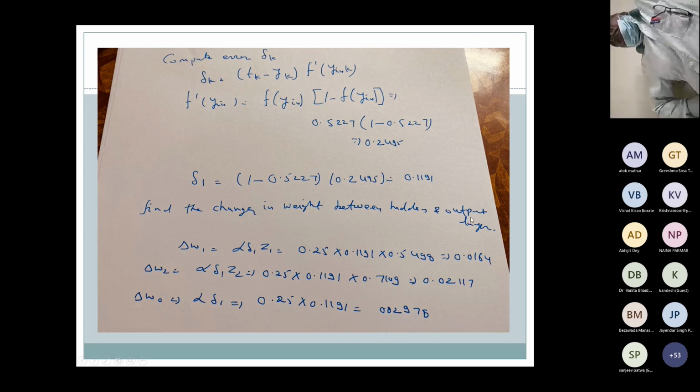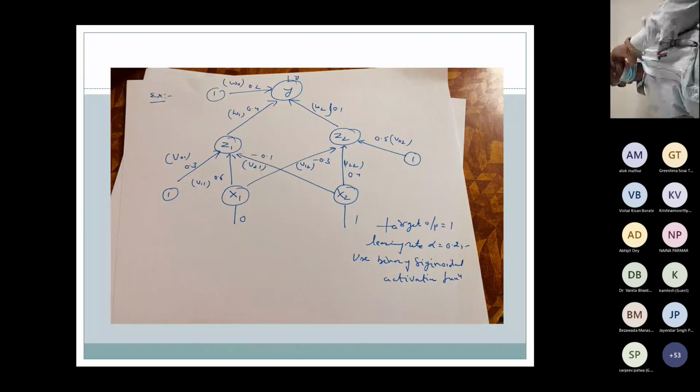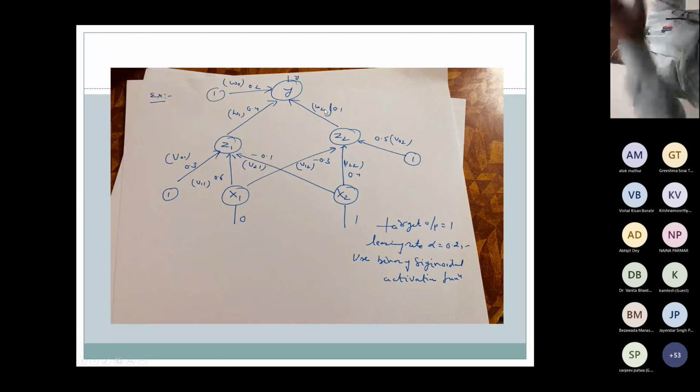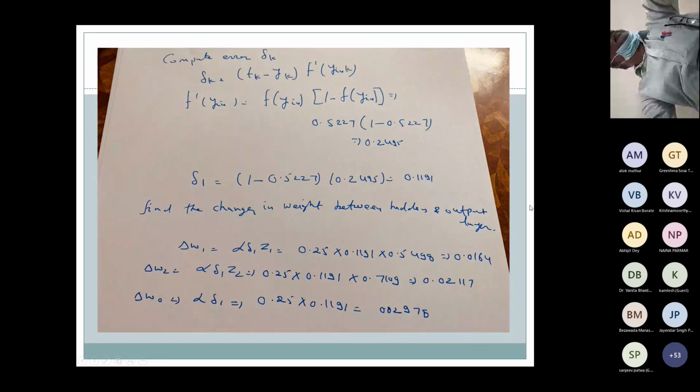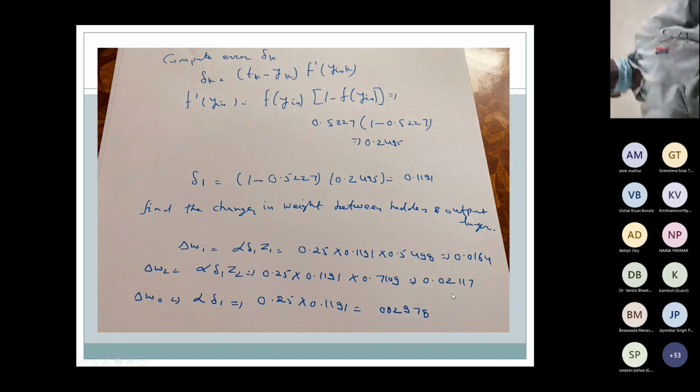Delta w1, the change in weight between the hidden layer and the output layer, is alpha, the learning rate, times delta 1 times Z1. This rate is 0.25 multiplied by delta 1, 0.1191, multiplied by Z1, 0.5298. This is the first. Now we replace the weight: previously my weight was 0.1, now it is replaced with 0.0164. Delta W2 is alpha times delta 1 times Z2: 0.25 times 0.91 times 0.992, so 0.997. For the bias, the formula is alpha times delta 1, so 0.25 multiplied by 0.119 is the new weight.